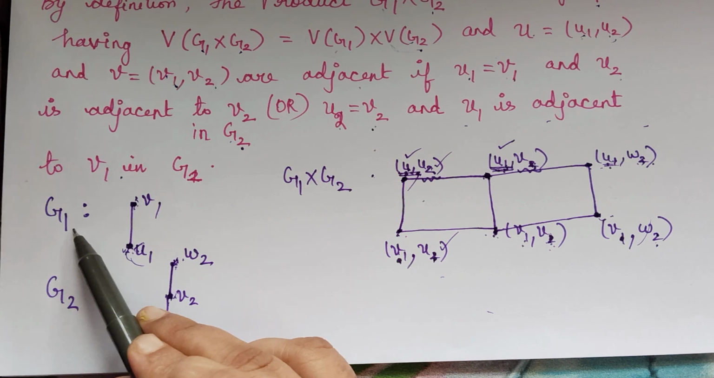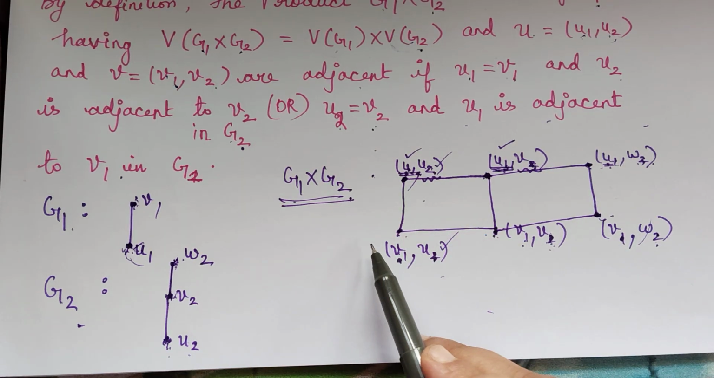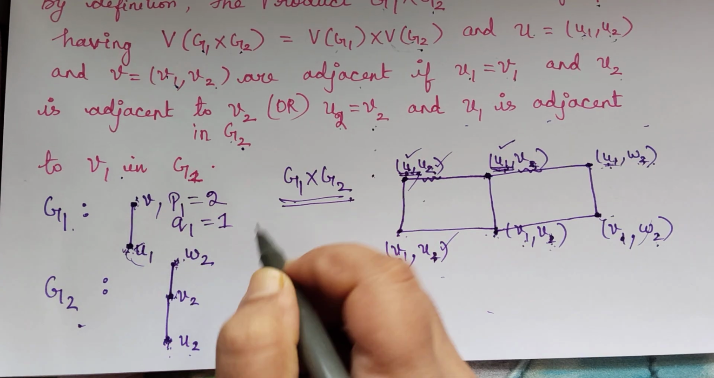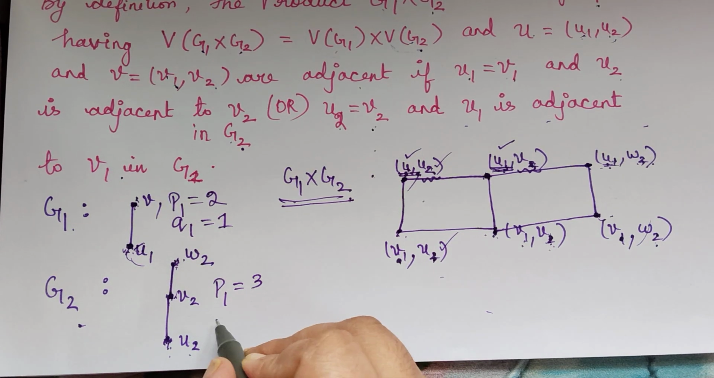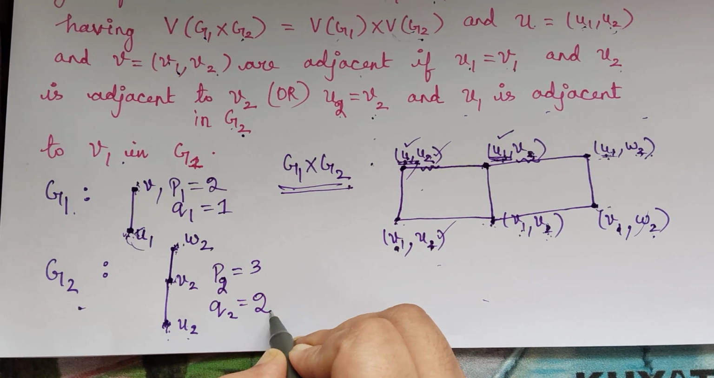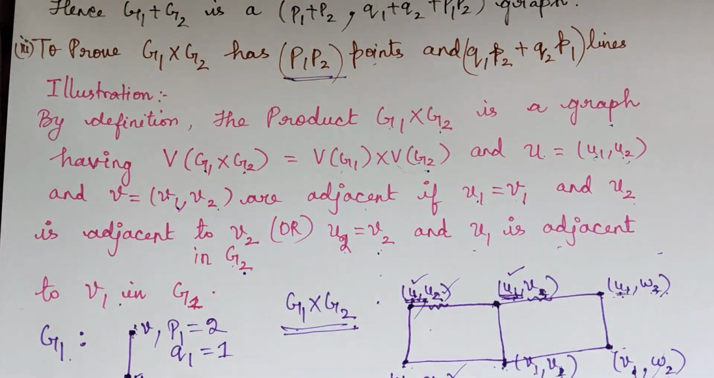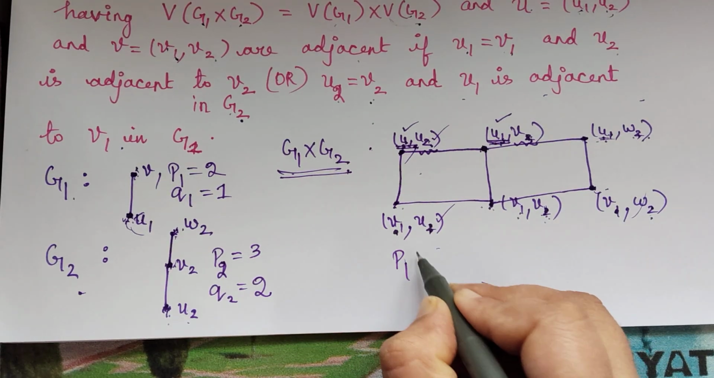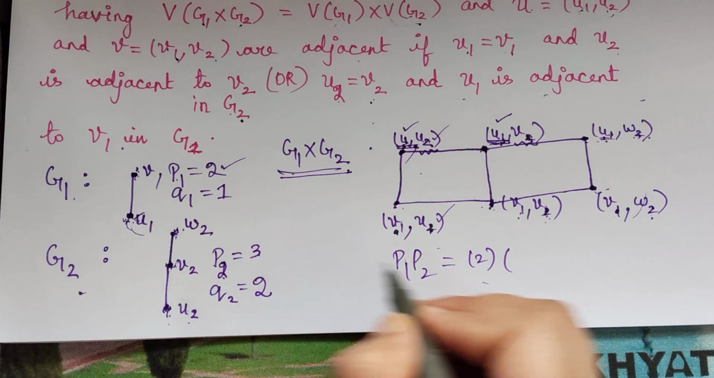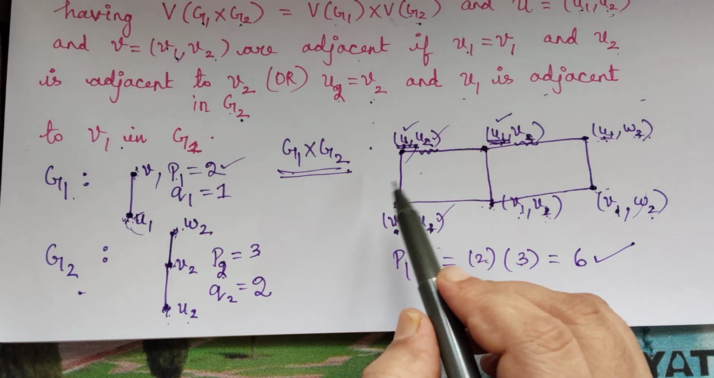So if we take graphs g1 and g2 like this, then the product g1 with g2 will be like this. For this we know p1 is equal to 2 and q1 is equal to 1, and for this p2 is equal to 3 and q2 is equal to 2. Now what does the theorem say? We have to check whether it has p1 p2 points. So what is p1 p2? It is the product of p1 and p2, that is 2 multiplied with 3, which is 6. We have to check whether we have 6 points here.